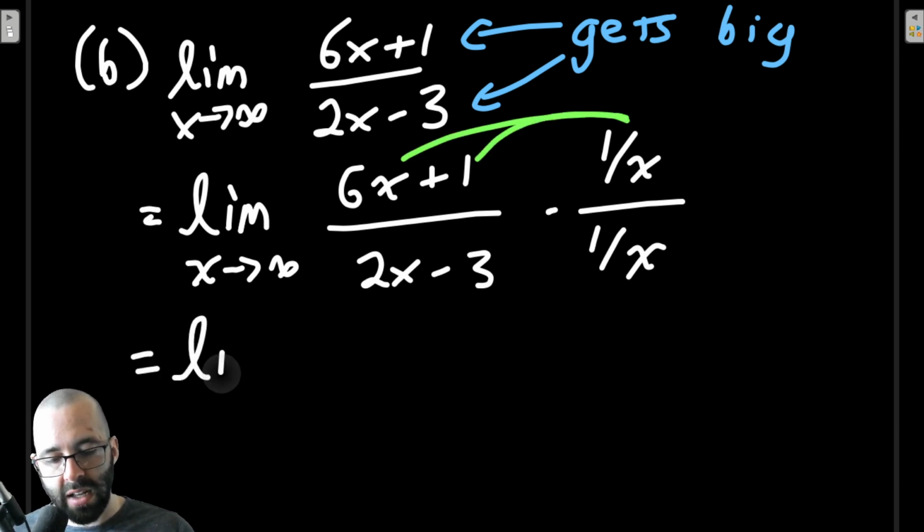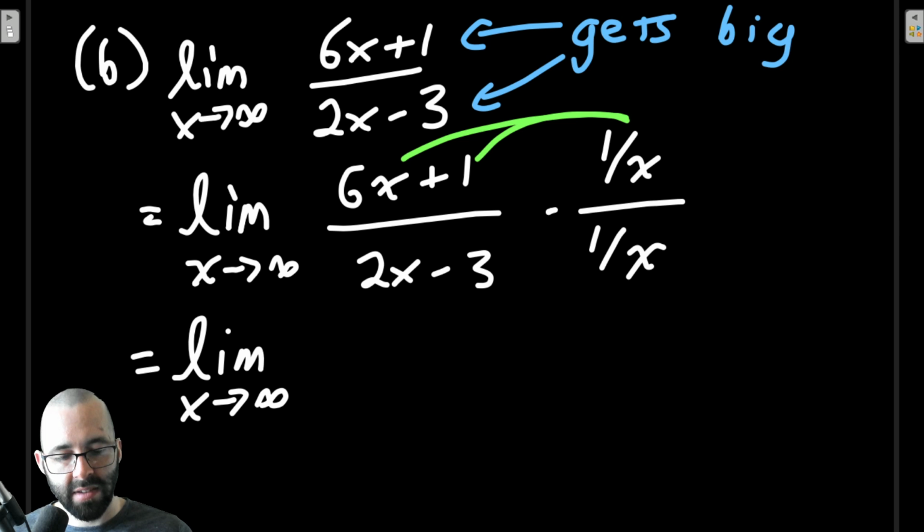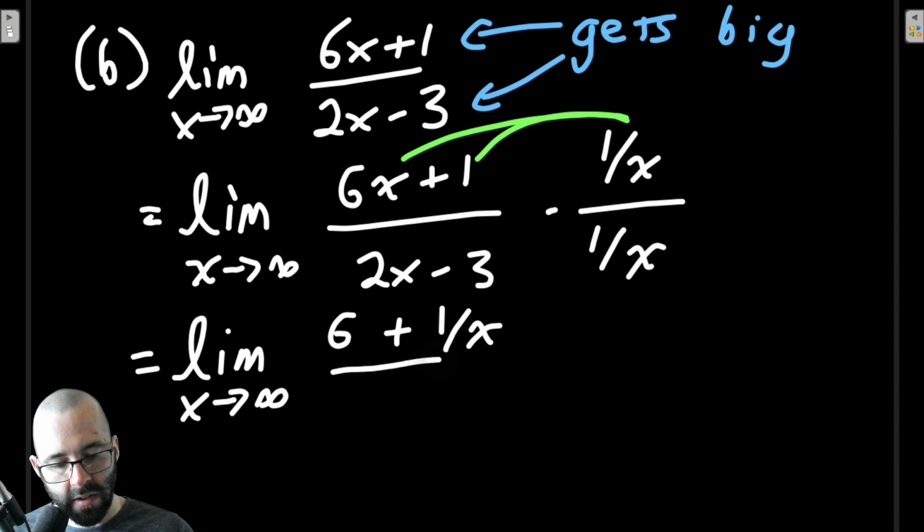All right, what is 6x times 1 over x? 6x times 1 over x, the x's cancel. We're just left with 6. 1 times 1 over x is 1 over x. And now in the denominator, 2x times 1 over x is just 2. Minus 3 times 1 over x is 3 over x.